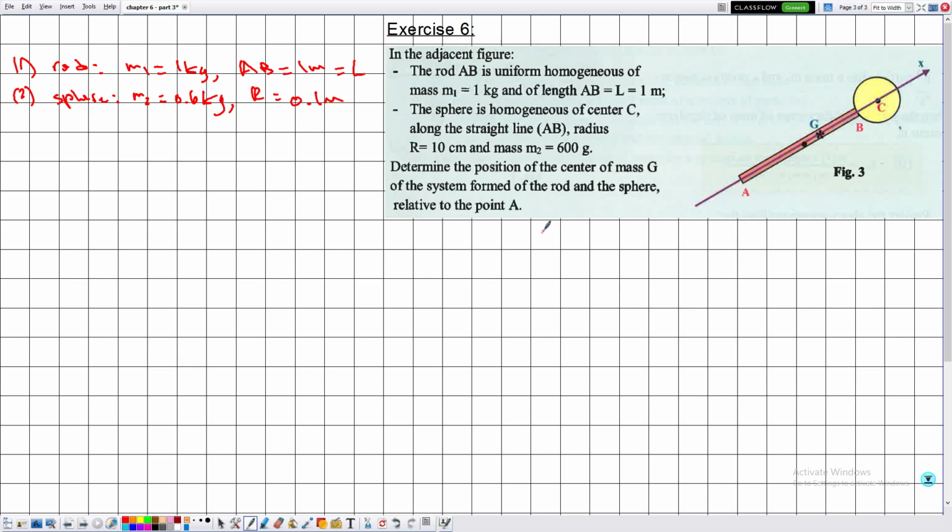Now they are telling me to determine the position of the center of mass G of the system formed of the rod and the sphere relative to the point A. So they are telling me to choose the point A to be the origin. This consists of several steps. Let me write them down. Step number 1 is to choose the reference system.